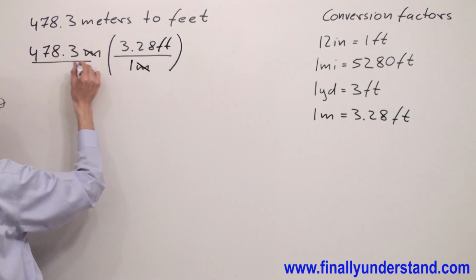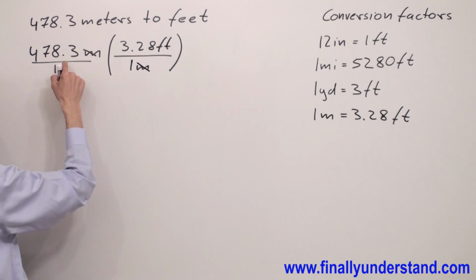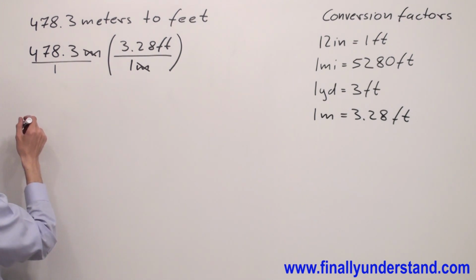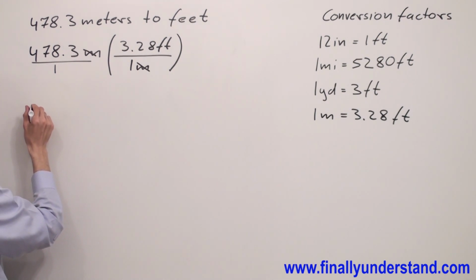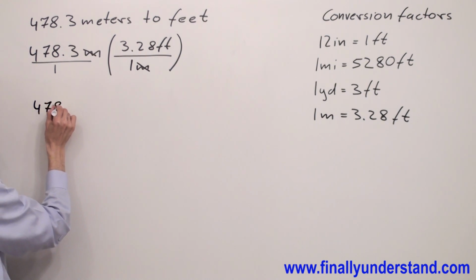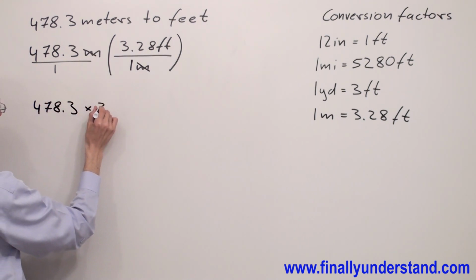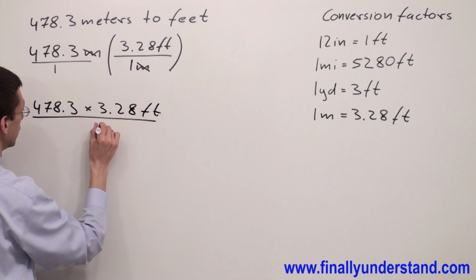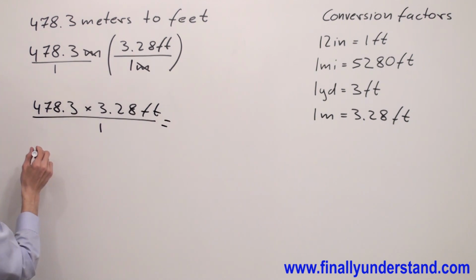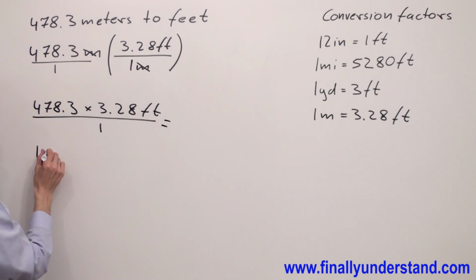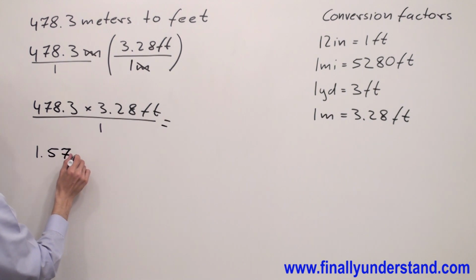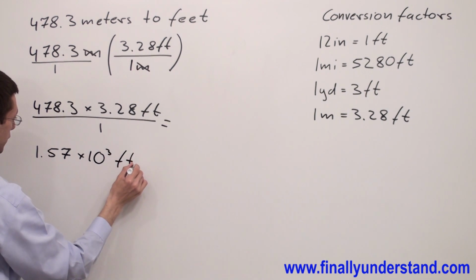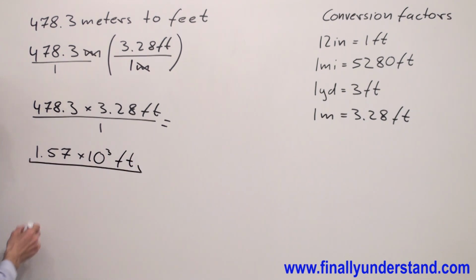Keep in mind, we can convert this to an improper fraction, and anytime you multiply fractions, multiply numerator by numerator, denominator by the denominator. So you are going to have simply 478.3 times 3.28 feet over 1. This is equal to 1.57 times 10 to the third feet. And this is the solution to my problem.